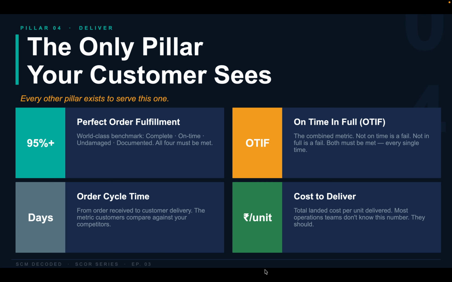Cost to deliver. See, in this, total landed cost per unit is calculated. Most operations teams cannot give you this number precisely. It sits across too many budget lines to be visible, and you have to put a lot of effort to get the landed cost.